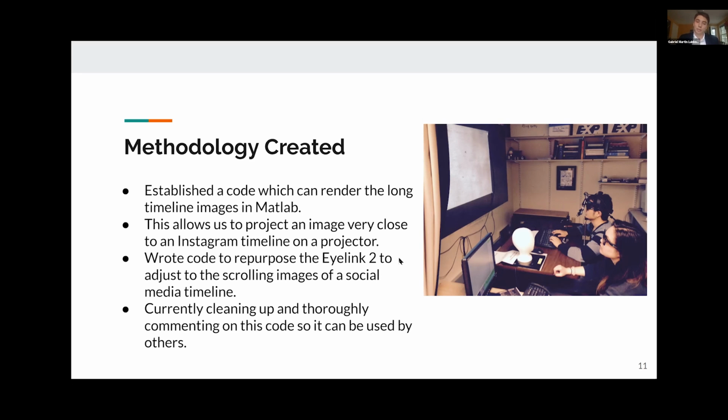Right now, since the coronavirus happened, I've just been cleaning up the code and thoroughly commenting it so that if someone else in my lab or anyone else would like to use this same code to build on it, or if I want to build on it in the future, it'll be really easy to do.